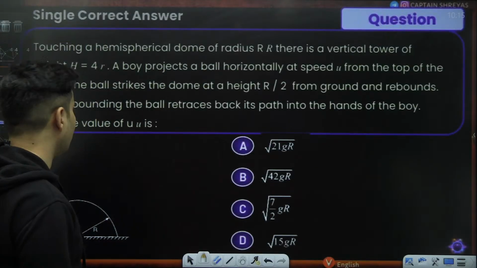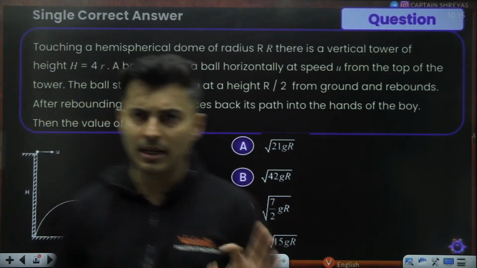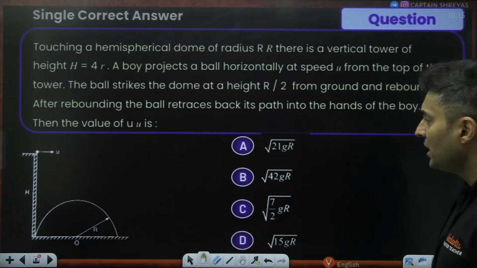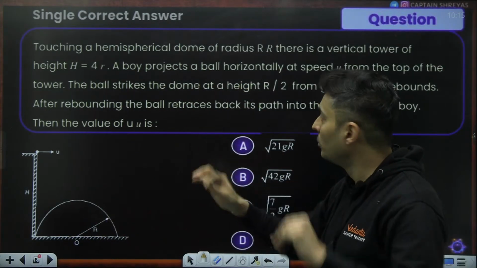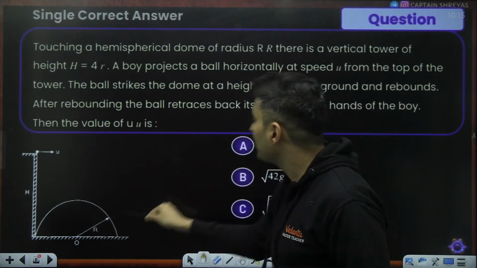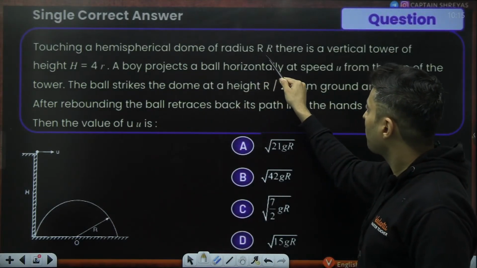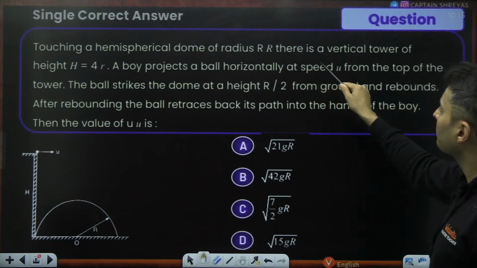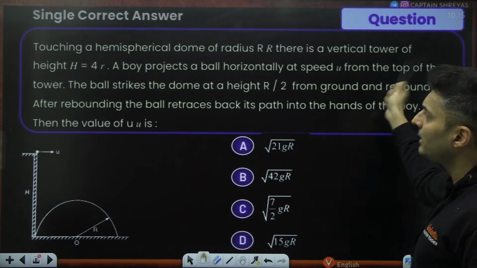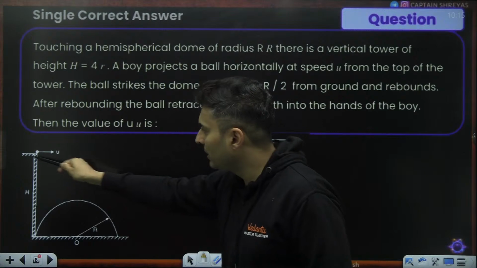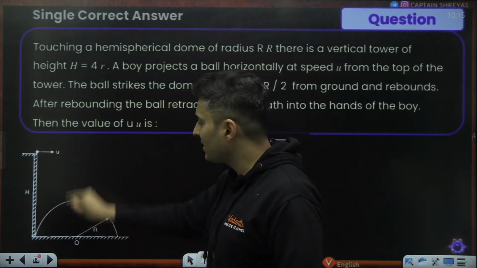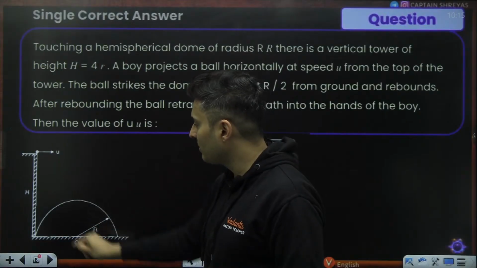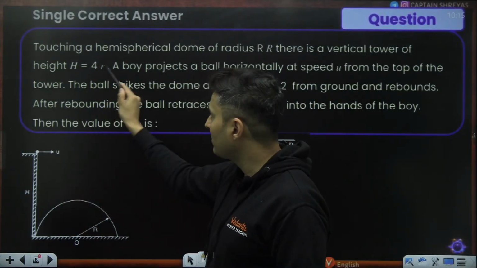Coming up on your screen, here it is. Read it. Take your time. Touching a hemispherical dome or a tomb-like structure whose radius is r, there is a vertical tower. You can see there is a vertical tower of height 4 times the radius. Height is 4 times the radius. This is r, 4 times capital R only.